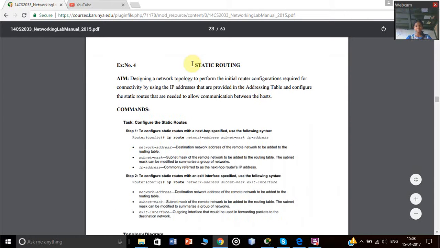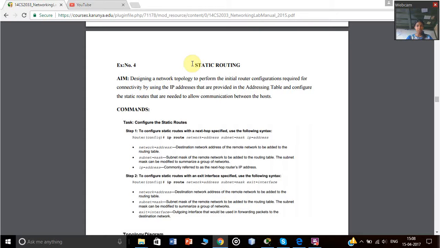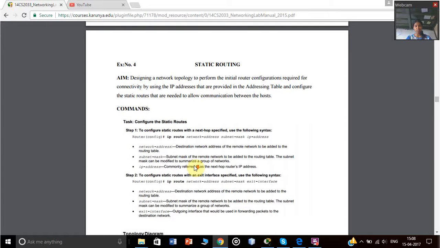It is static routing. The aim is to design a network topology and perform the initial router configurations required for connectivity, by using the IP addresses that are provided in the addressing table, and configure the static routes that are needed to allow communication between the hosts.